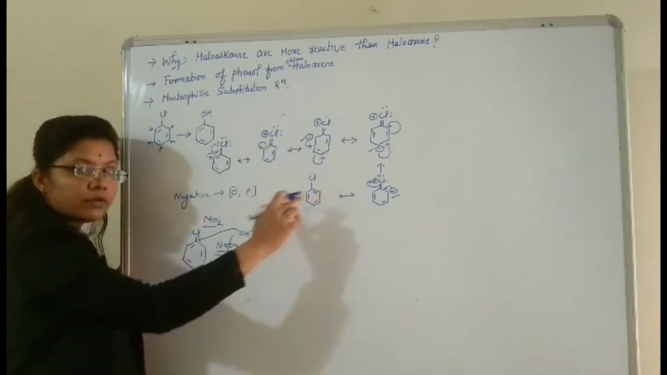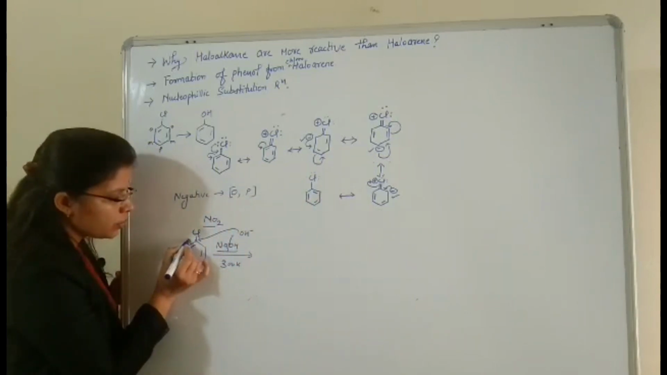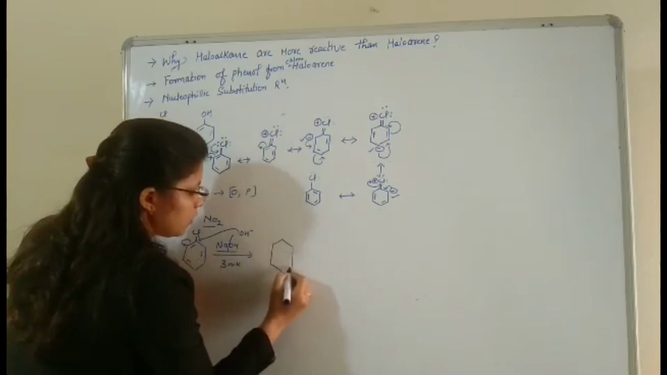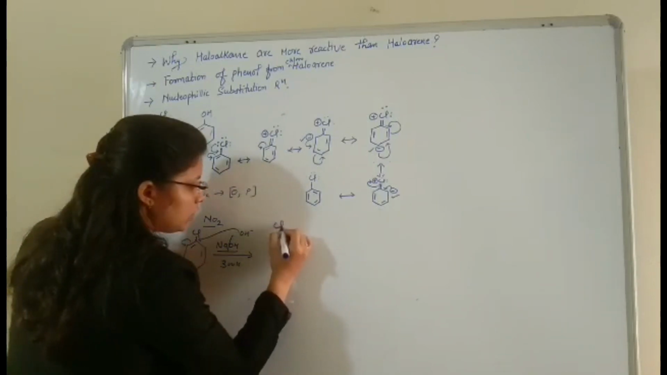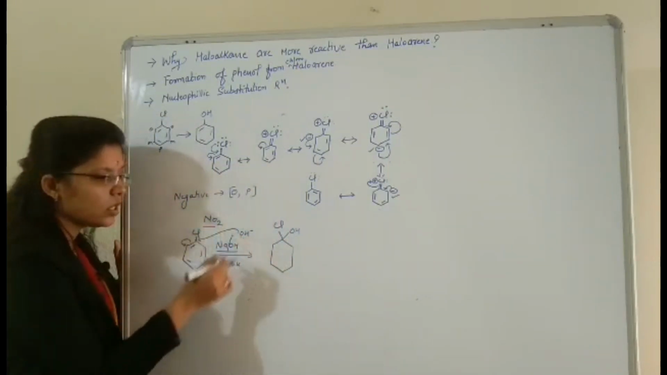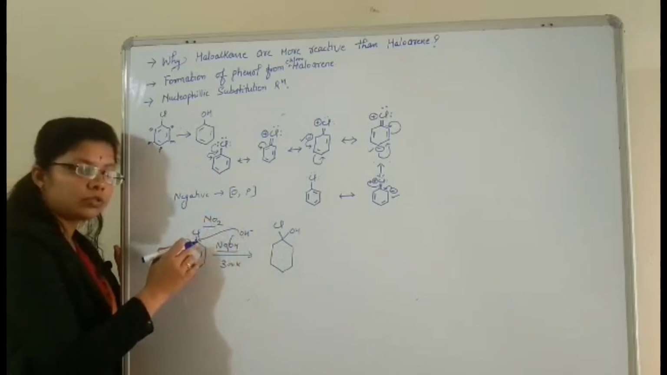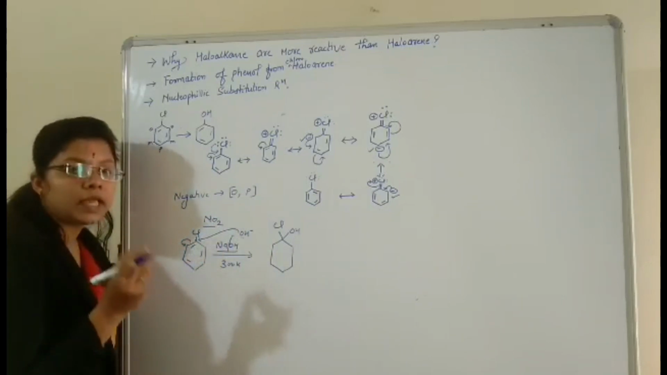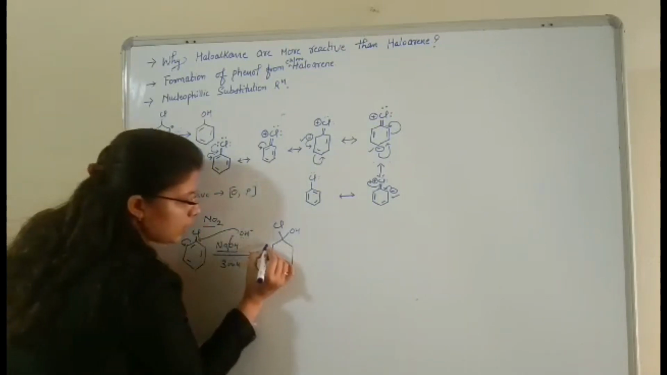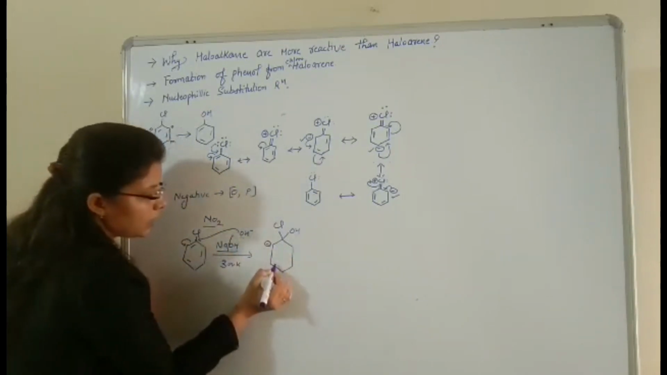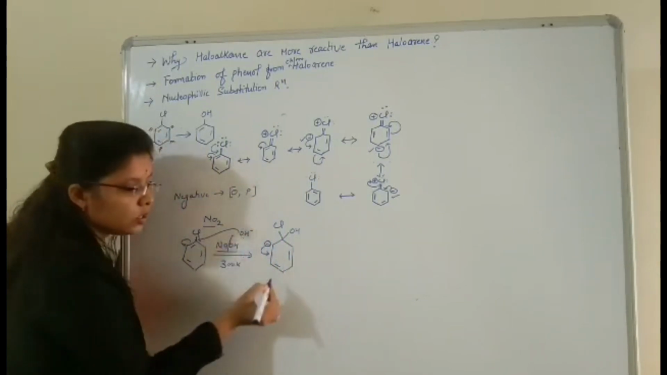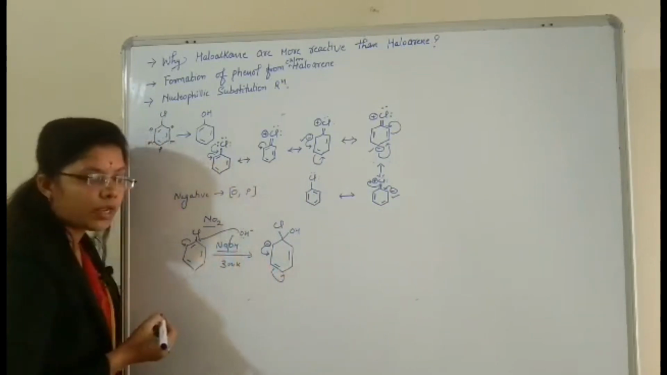Similarly, let me make the resonance structure here. This bond will shift here, after that this type of structure will be formed. Here chlorine will be there, here the OH group will be there, because oxygen has a lone pair of electrons. The lone pair of electrons will attack this carbon, and since a carbon can form only 4 bonds, this bond will shift here. Now the negative charge will come here, and again this negative charge will move here, so this bond will shift here.